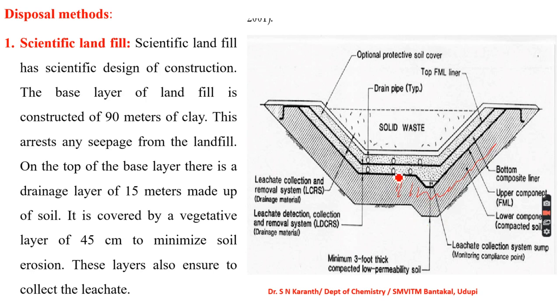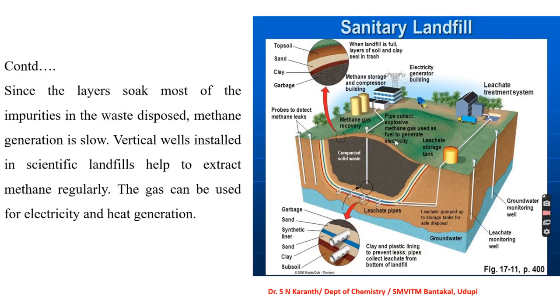Then on top of the base layer there is a drainage layer of 15 meters, made up of foil in order to collect the leachate. Then it is covered with a vegetative layer of about 45 centimeters to minimize soil erosion. Then we'll introduce the solid waste. This layer also ensures collection of the leachate, since these layers soak most of the impurities in the waste disposed.